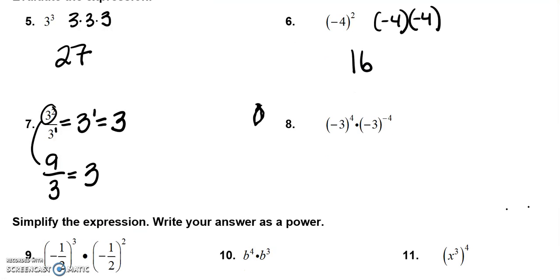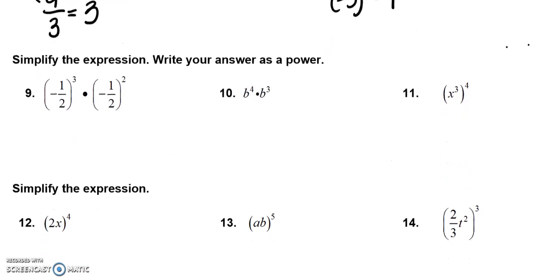Number 8, when you notice that the bases are the same, you see this -3 and this -3, look at the exponents. You have 4 and -4. Add them together, you get (-3) to the 0 power, which simplifies to 1.